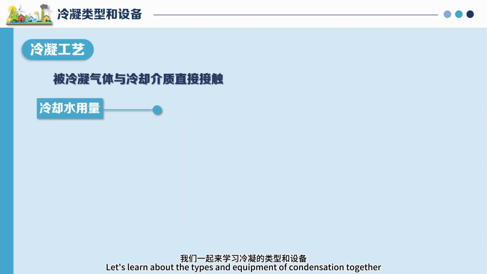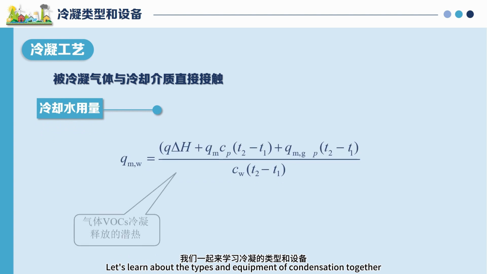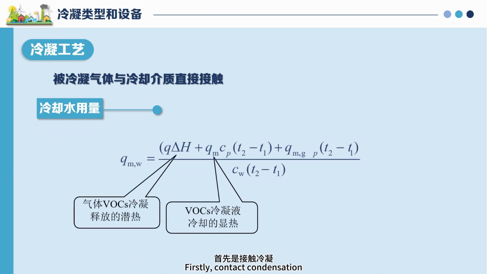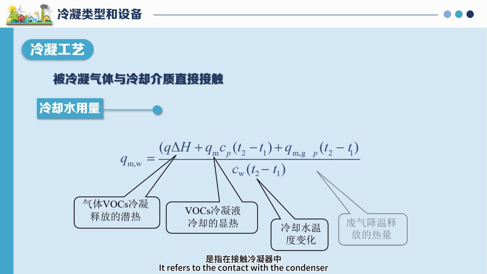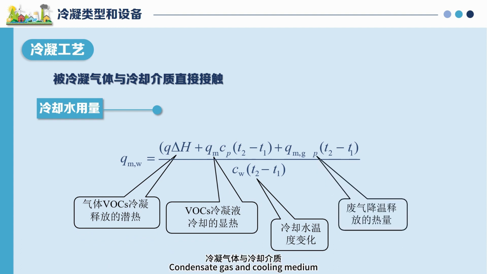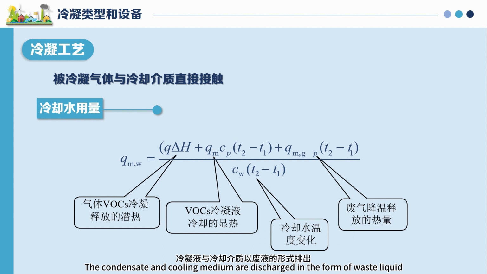Last, let's learn about the types and equipment of condensation together. Firstly, contact condensation. It refers to the contact between the condenser, condensate gas and cooling medium, usually in direct contact with cold water, and makes the VOX components in the gas condense. The condensate and cooling medium are discharged in the form of waste liquid.